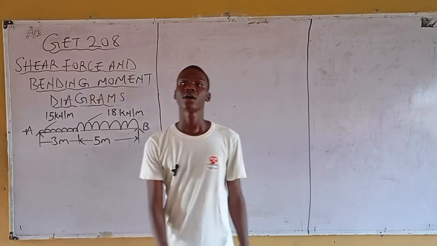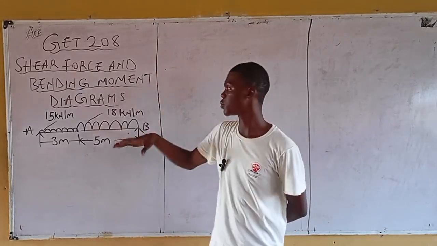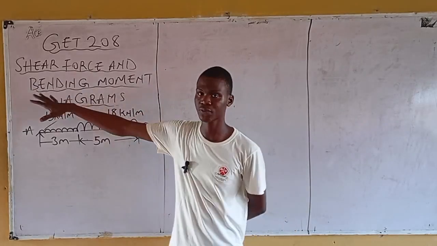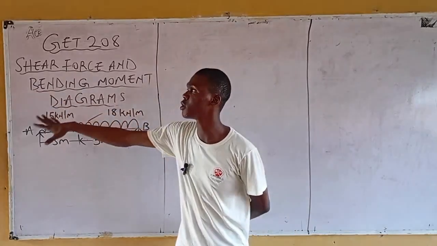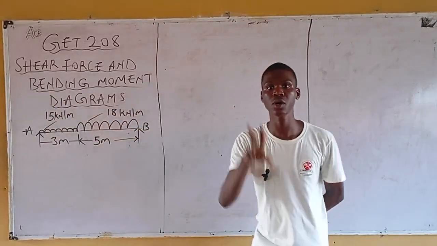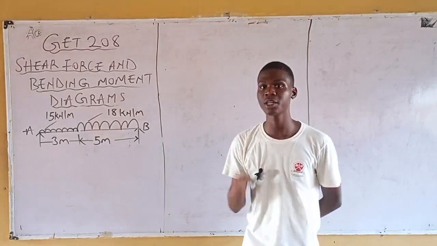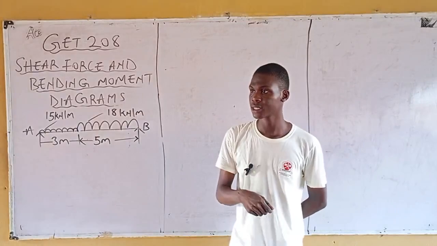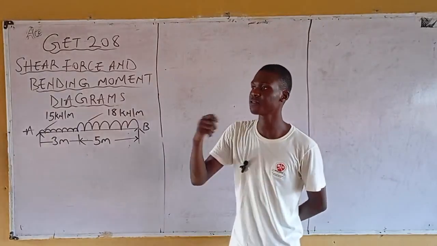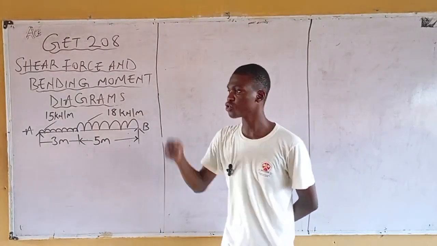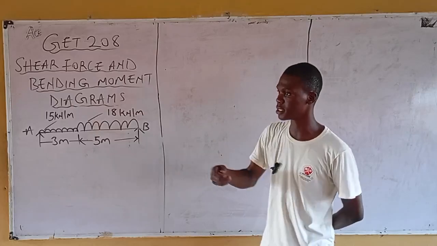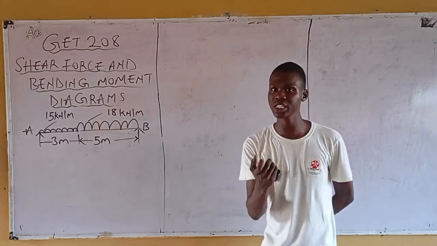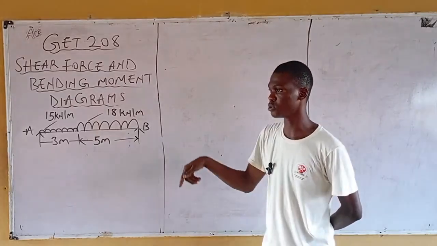Now, in our last class, we discussed how U.D.L works. We said when it comes to U.D.L, we have 2 facts. The first one is that you're converting a U.D.L to a point load. The second one is that the distance of a U.D.L is equal to the centroid. So we want to apply all these. Now, do you know the reason why we are converting a U.D.L to a point load?